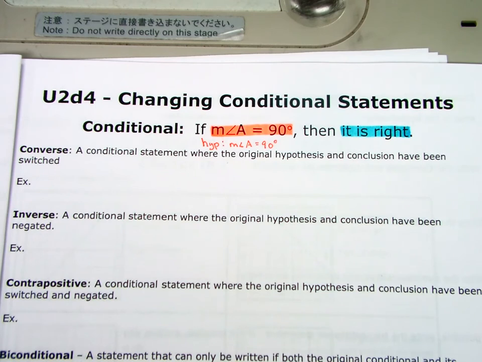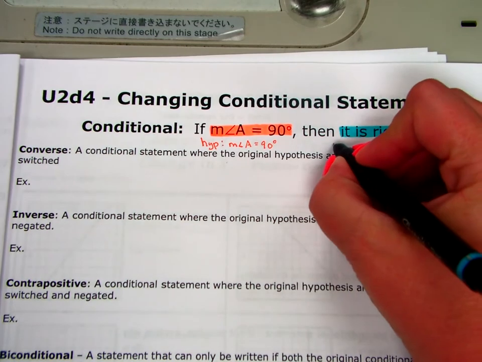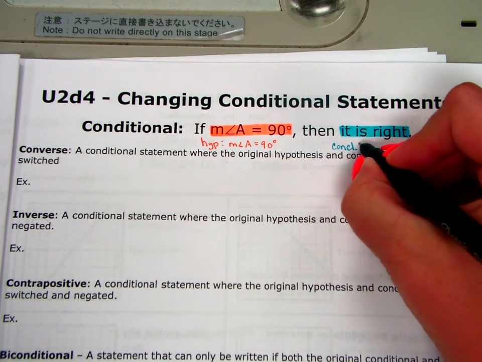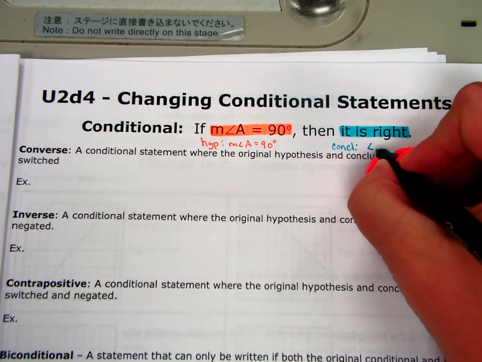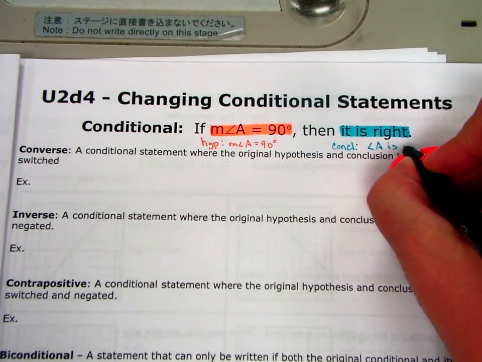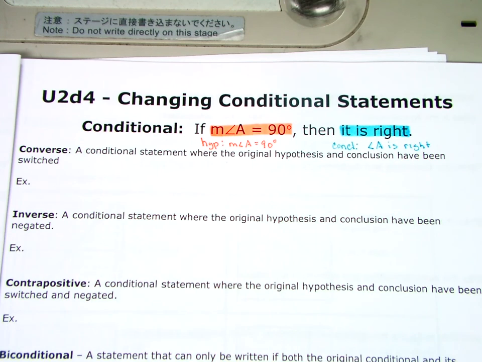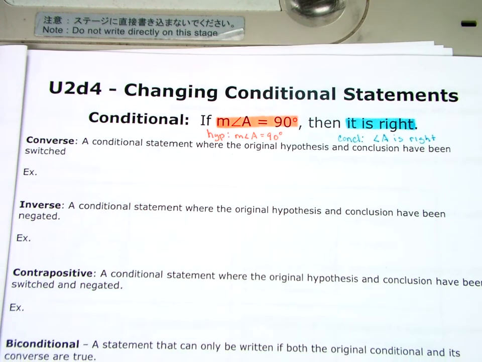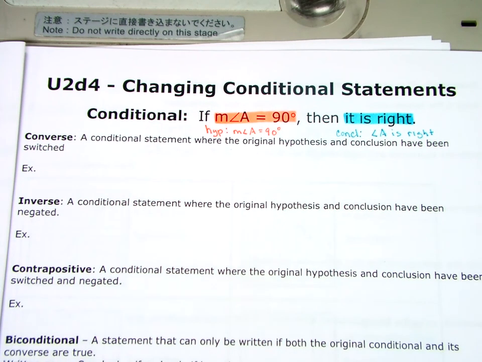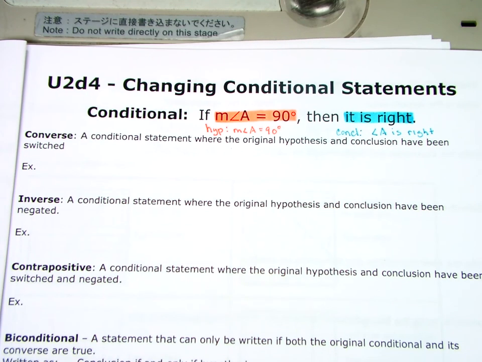So for my conclusion, I almost wrote it in orange, my conclusion is angle A is right. You could be more specific and say angle A is a right angle. That would be fine. But you don't want to add too much extra stuff in there, because that's sometimes when we get in trouble, when we try to add too many extra things. Okay? All right. So now we have 4 vocabulary words, 4 ways we can change this conditional.